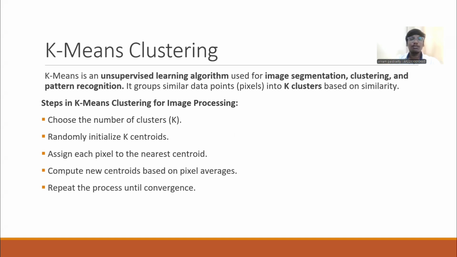And coming to the third one, k-means clustering. K-means is an unsupervised learning algorithm used for image segmentation, clustering, and pattern recognition. It groups similar data points into k clusters based on similarities. The steps performed in k-means clustering are: first, we choose the number of clusters, and after that we randomly initialize k centroids. We'll take some random k centroids, and after that we'll assign each pixel to the nearest centroid. We'll calculate the distance between them, then compute new centroids based on the pixel average, and after that we'll repeat the process until convergence.